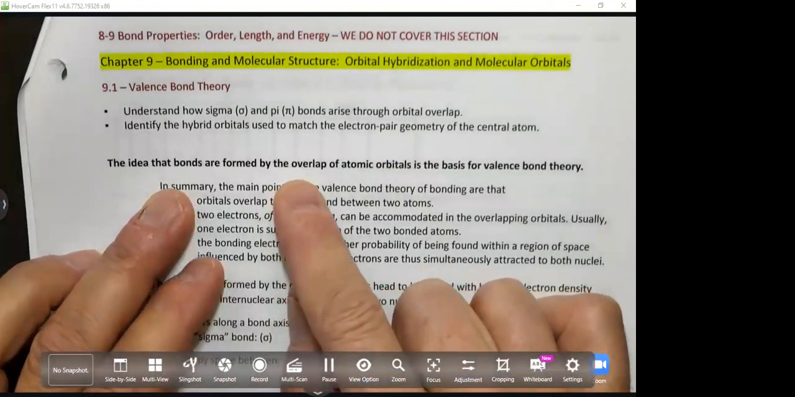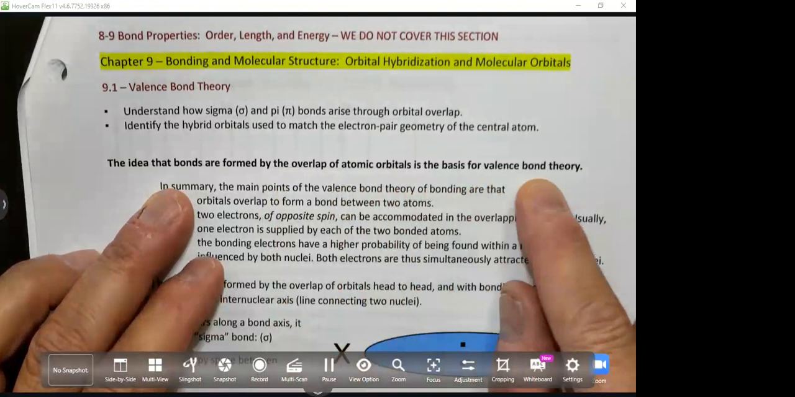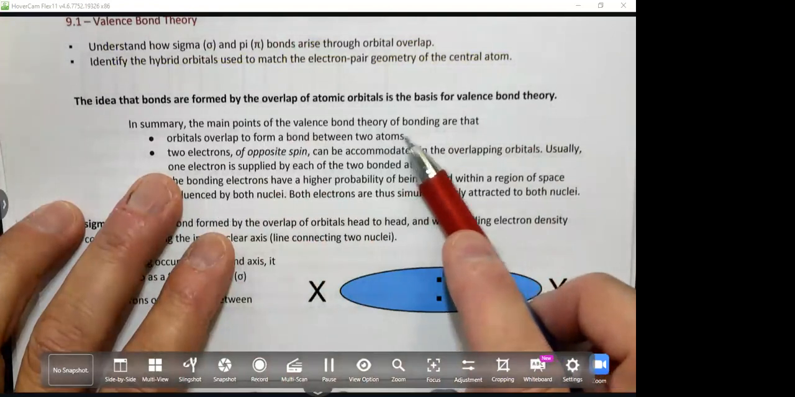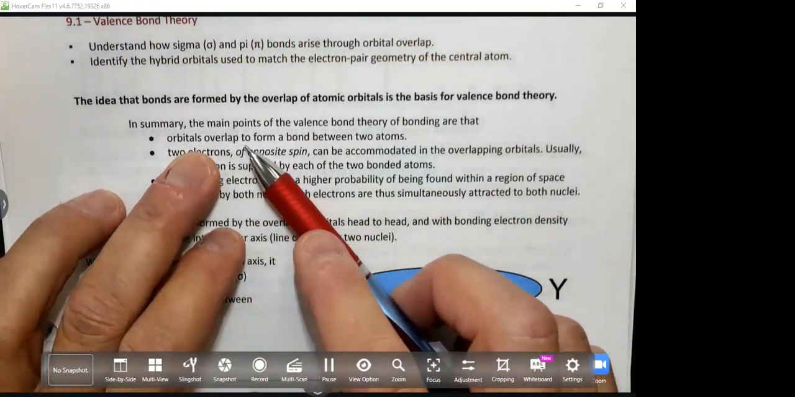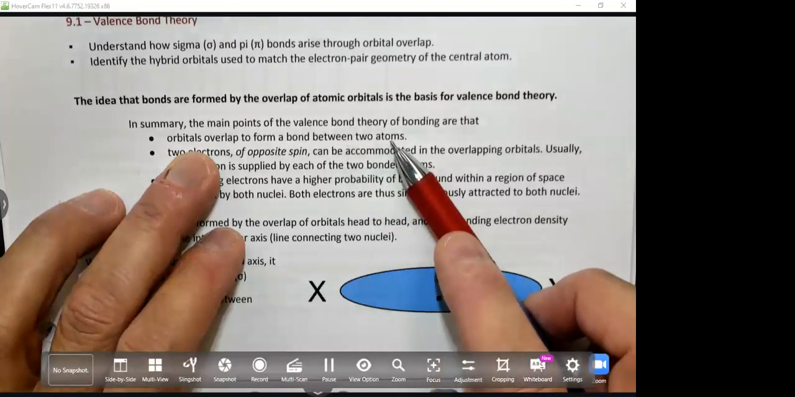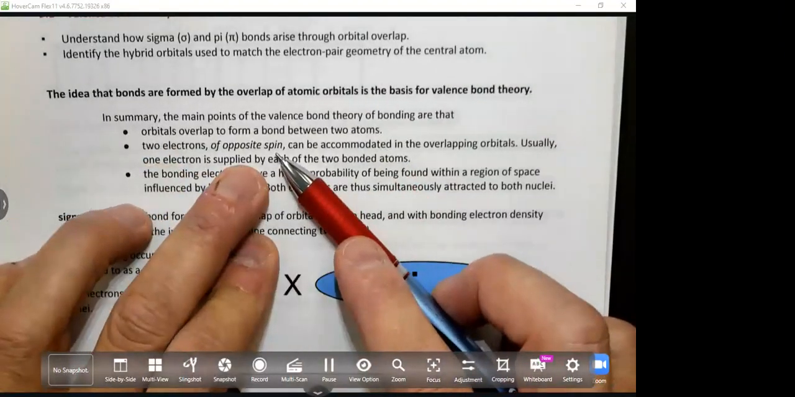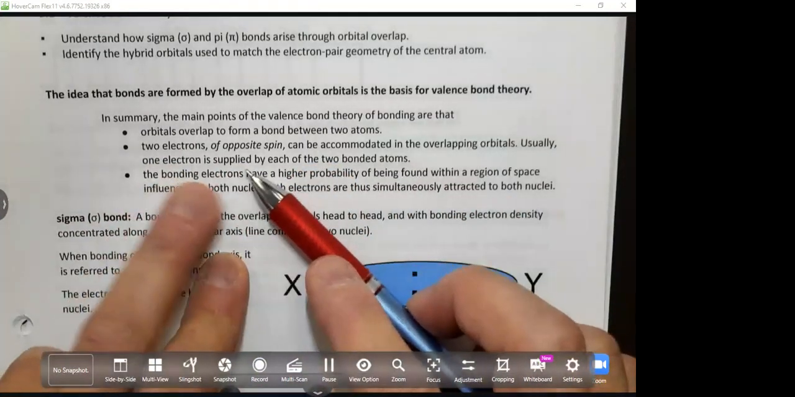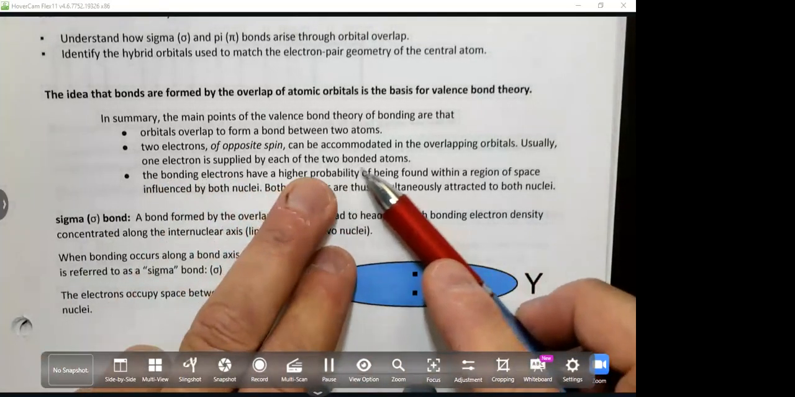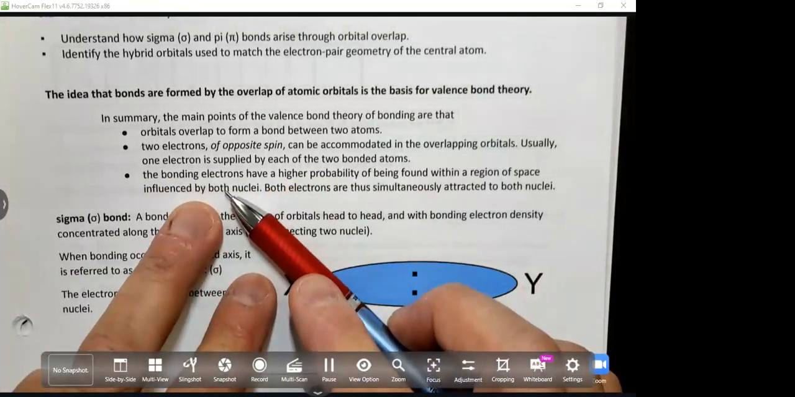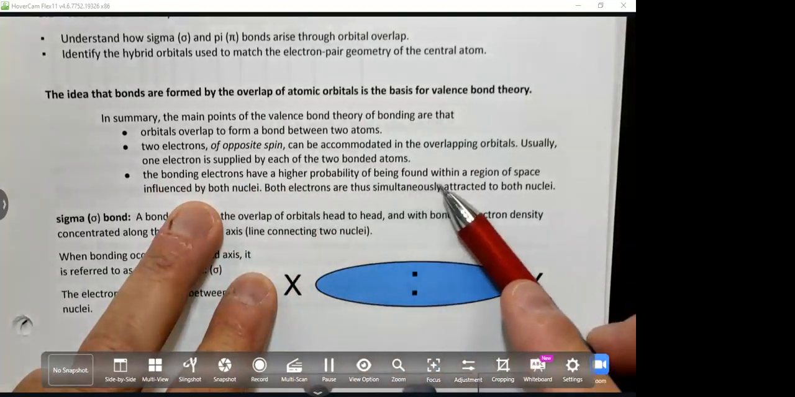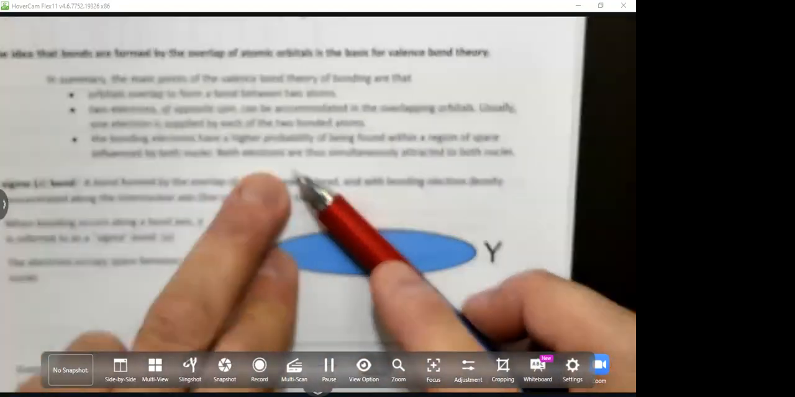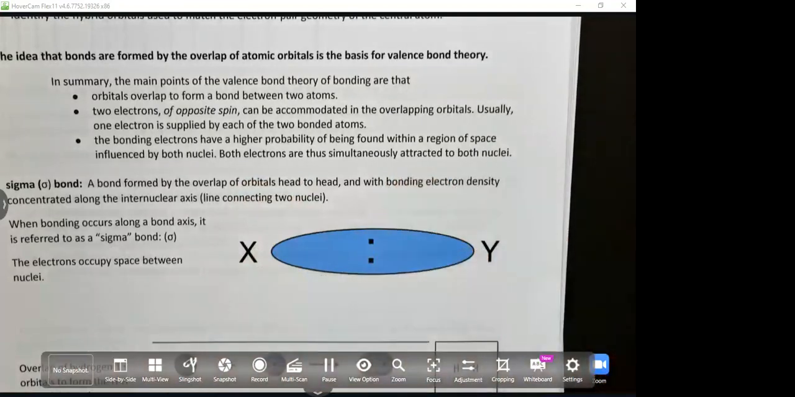The idea that bonds are formed by the overlap of atomic orbitals is the basis for valence bond theory. In summary, the main points of the valence bond theory of bonding are that orbitals overlap to form a bond between two atoms. Two electrons of opposite spin can be accommodated in the overlapping orbitals. One electron is supplied by each of the two bonded atoms. The bonding electrons have a higher probability of being found within a region of space influenced by both nuclei. Both electrons are thus simultaneously attracted to both nuclei.